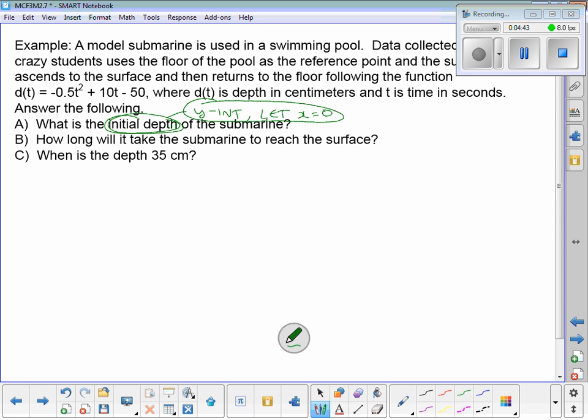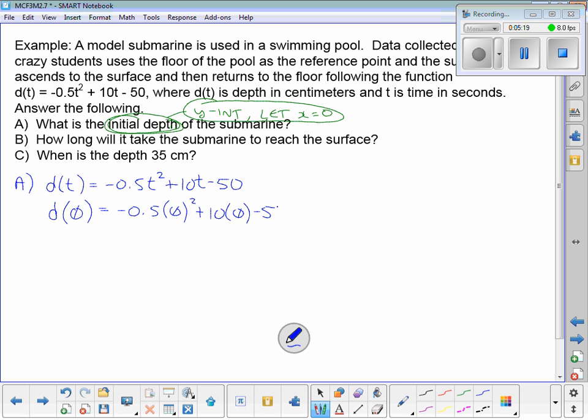That's what's going on in my head. Initial depth, that's my y-intercept. I have to let x equal 0, and in this case it's t. So for A, I'm going to rewrite my equation: negative 0.5 t squared plus 10t minus 50. I want to find the initial depth. Initial depth occurs when time is 0, so using function notation, everywhere there's a t, I'm going to replace it with a 0. Negative 0.5 times 0 squared plus 10 times 0 minus 50. Simplifying that, multiplying by 0 makes math easy. So negative 50 centimeters.